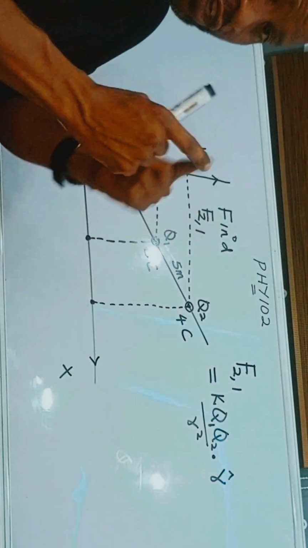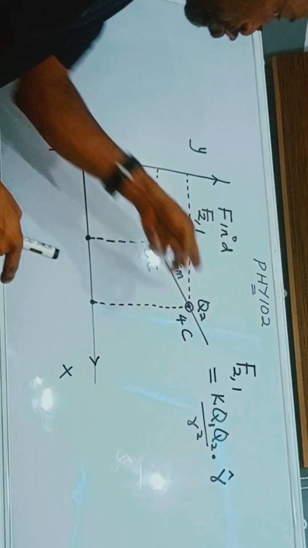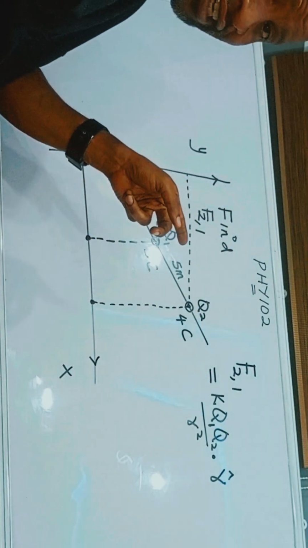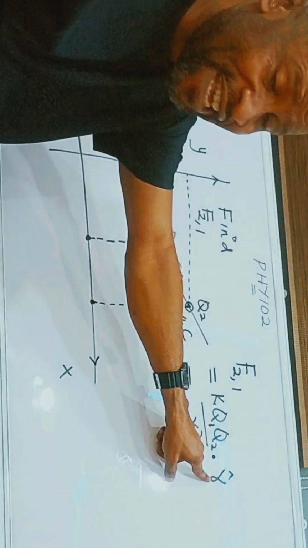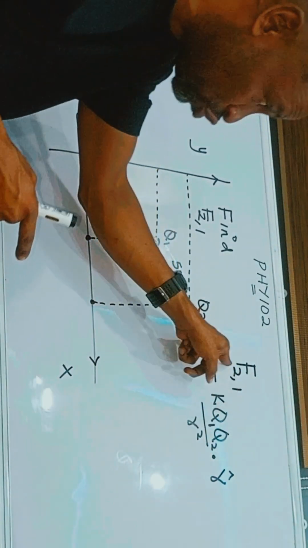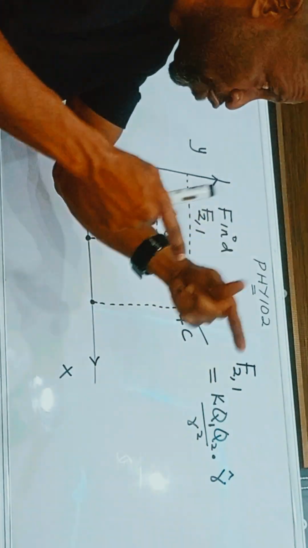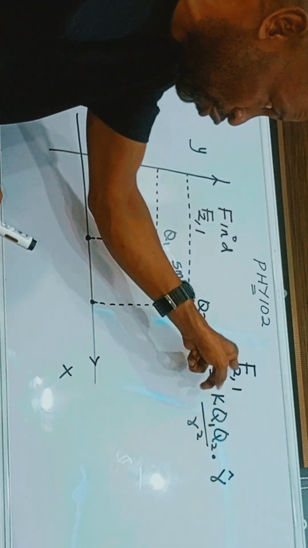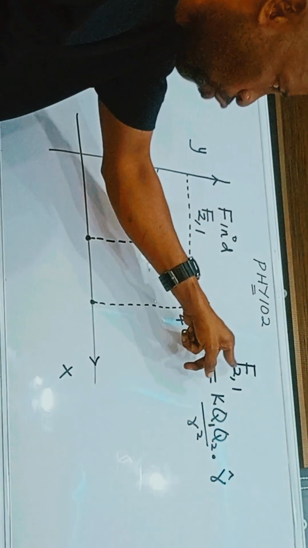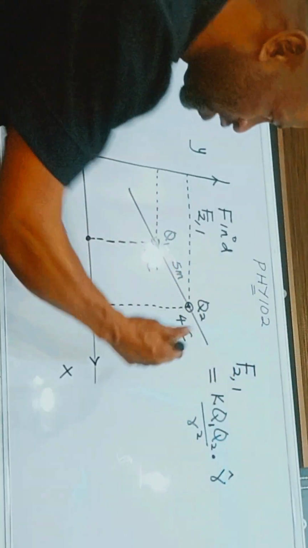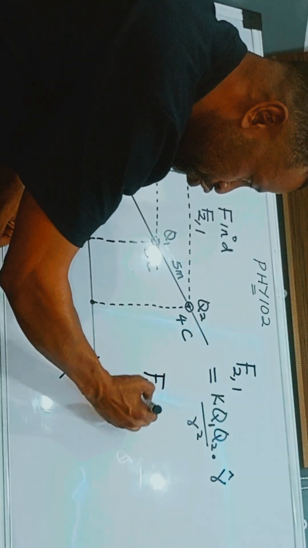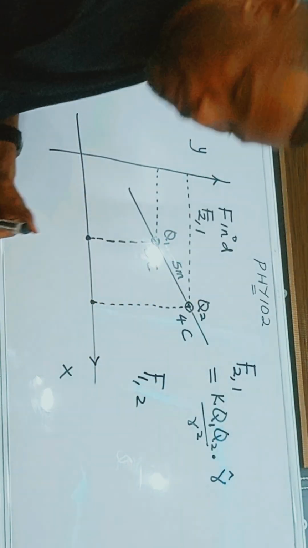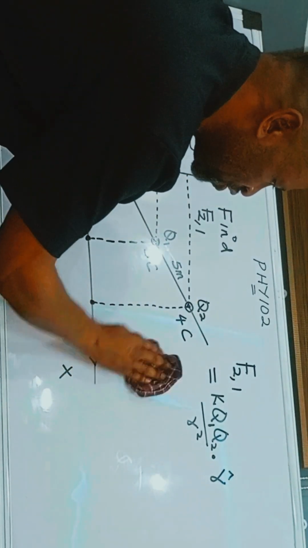Remember that the question says find the force on 2 due to 1. That means you're going to 2 from 1. That is what this R cap will represent: a unit vector pointing from 1 to 2. When the force you're looking for is force on 2 due to 1, the unit vector here will be pointing from 1 to 2. If it is force on 1 due to 2, the unit vector will be pointing from where? 2 to 1.